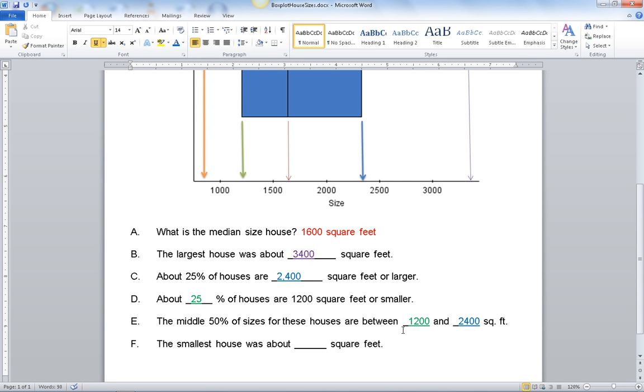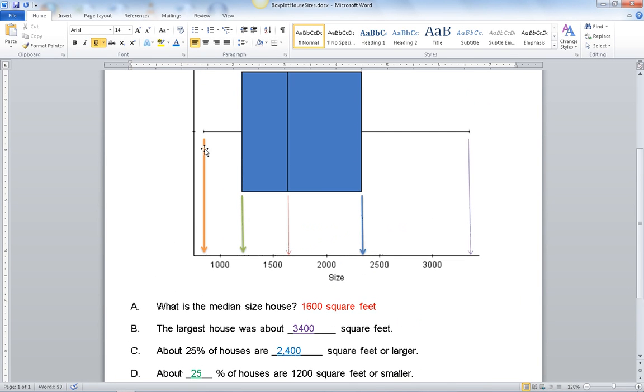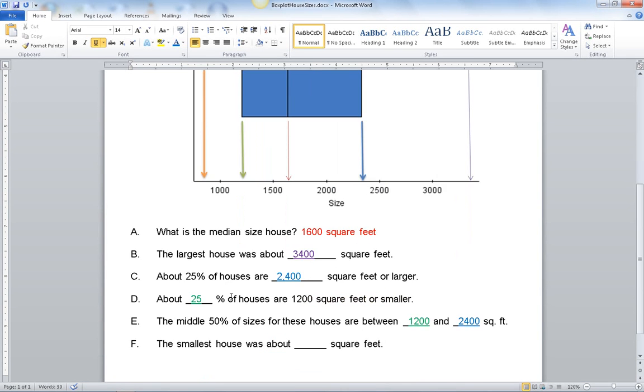So if you were asked for the interquartile range, the difference in these numbers, 2,400 minus 1,200, would be 1,200. What about the smallest house? How large was it? Well, where's that leftmost edge of the whisker? Or if there were outliers, it would be a single point. But where is the leftmost value? And we said that this was about 900 square feet.